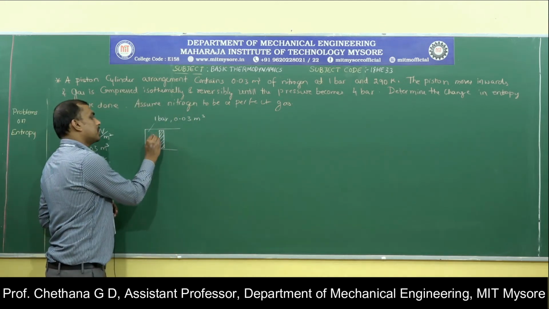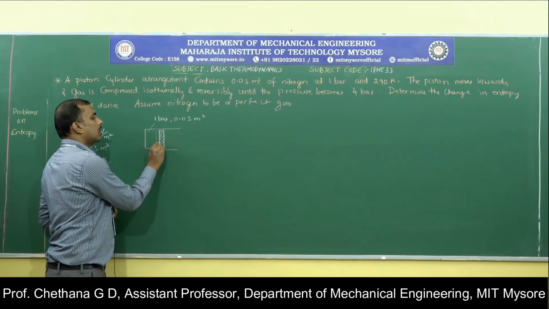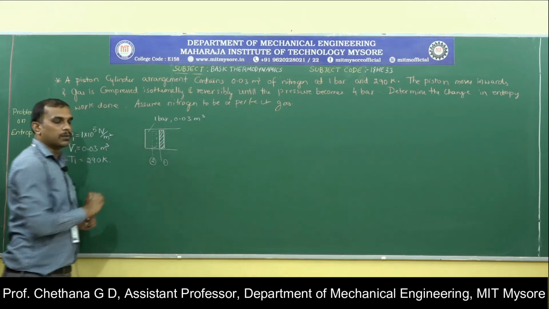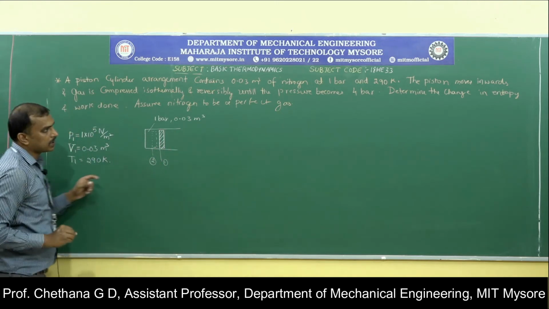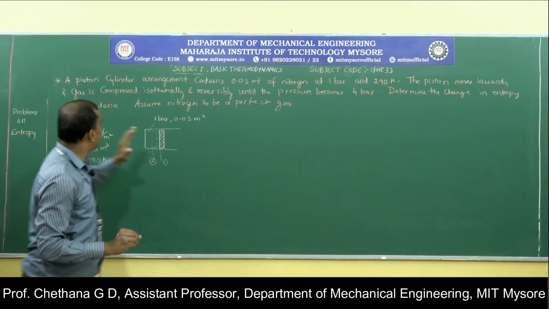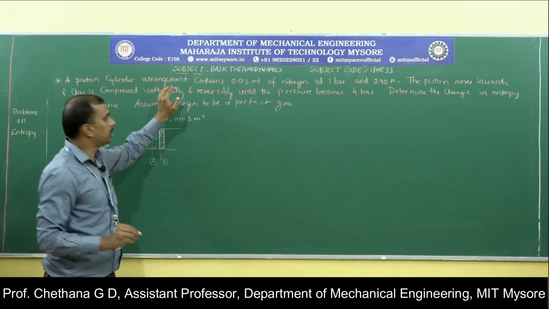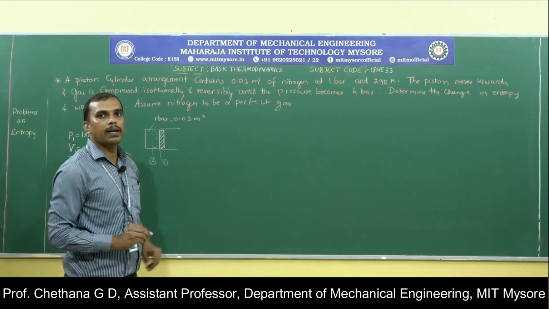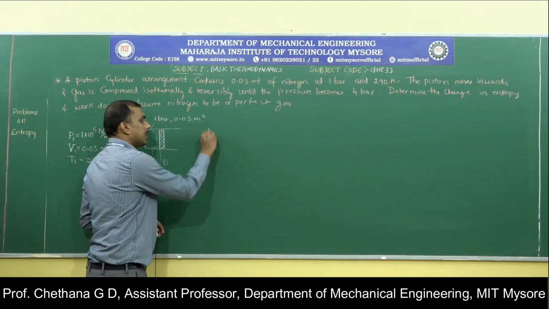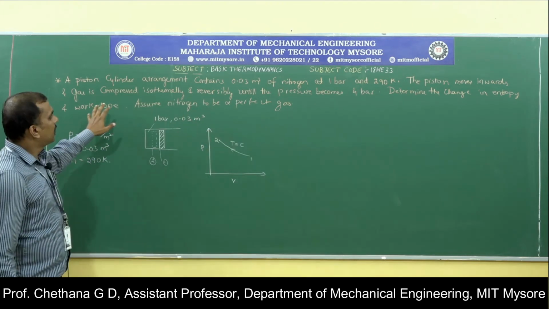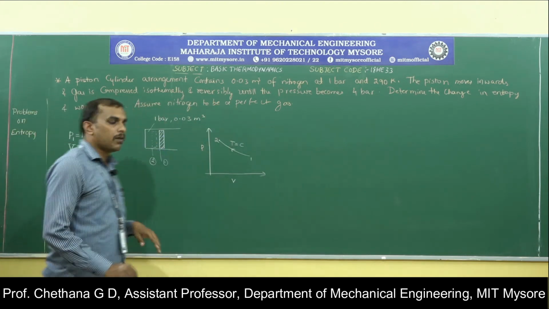The piston moves inwards and gas is compressed. So the piston is moving inward, the gas is compressed. So if this is at state 1, this is state 2. So he is saying that the piston is moving inward so that it is compressing, and the process of compression also he has given, it is isothermal and reversible. So you can plot the PV diagram until the pressure becomes 4 bar.